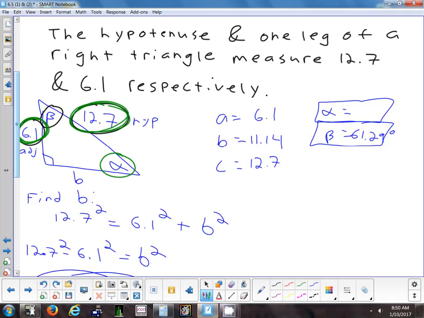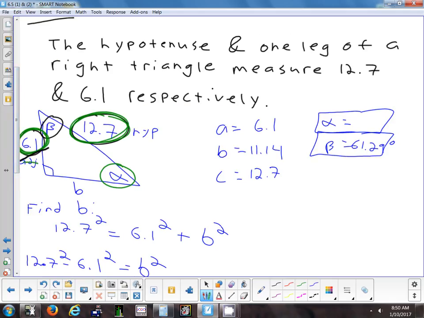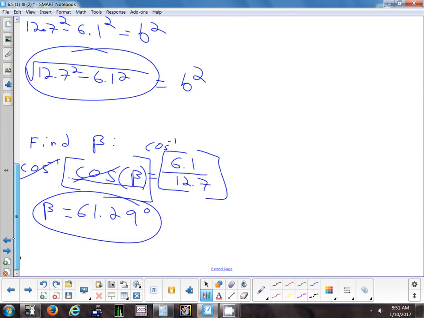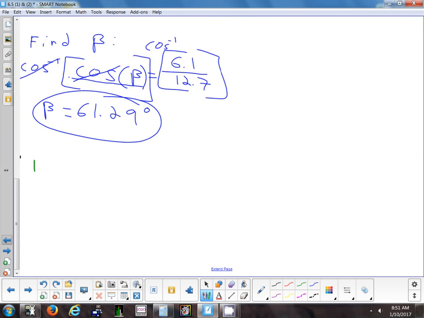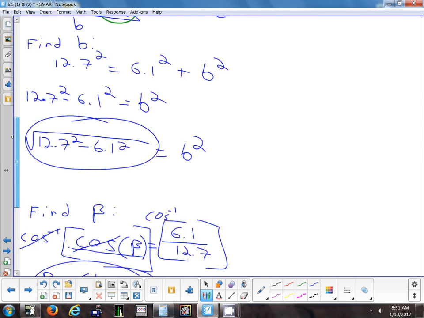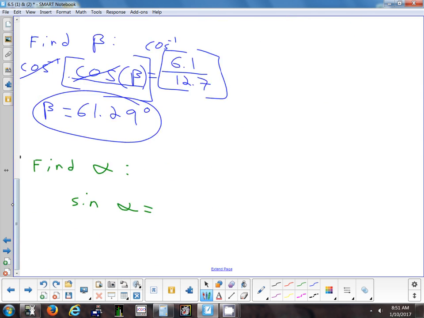I circled a different angle. So now you walked over here. You're standing at a different spot. Your perspective changes. So that name no longer applies. What is the 6.1 now? Now it's opposite. The hypotenuse always stays the hypotenuse. So what trig function has opposite and hypotenuse? Sine. Well, we just used cosine last time. This time we're going to use sine. So we're going to find alpha. Sine of alpha equals, and it's the same thing, 6.1 over 12.7.